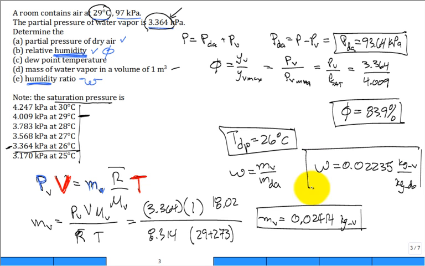You can leave it dimensionless, or you can say kilogram of vapor per kilogram of dry air. I like to emphasize that it's a ratio. One type of kilogram divided by another type of kilogram. But it truly is dimensionless. Any comments, questions? Yes, sir.